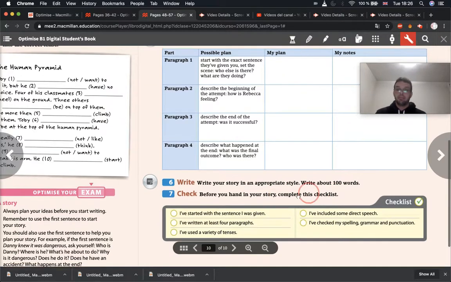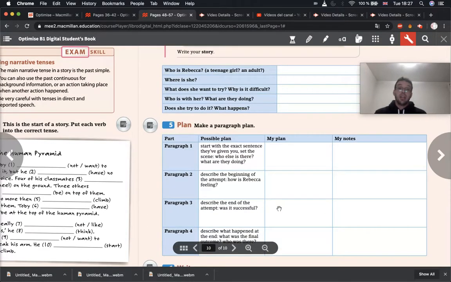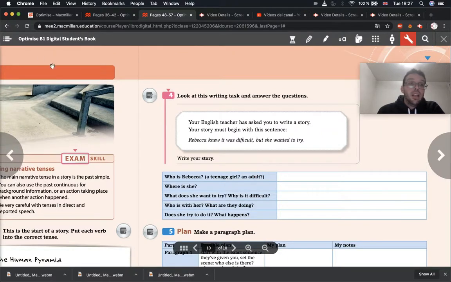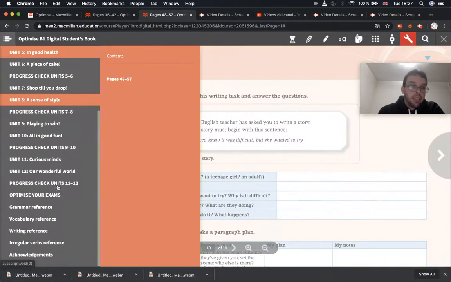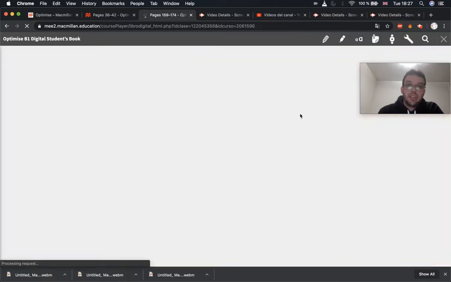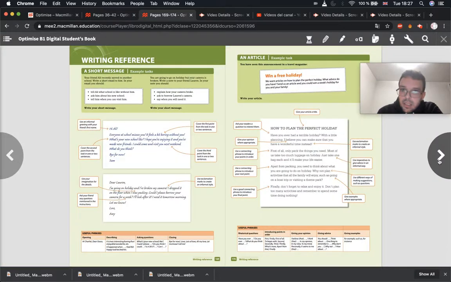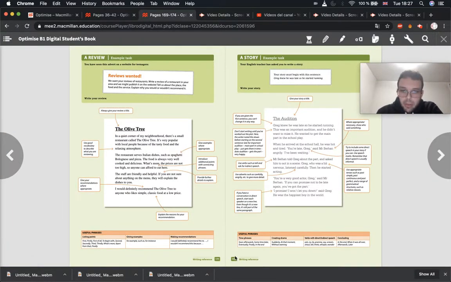So I will leave you to do this writing. Remember to use the writing reference in the back of your book. In fact, I'll have a look and see if we can find it here now. So here it is, and I'll tell you the exact page. It looks like page 169. So it should be on page 172, the one for a story. So yes, use this, read this.